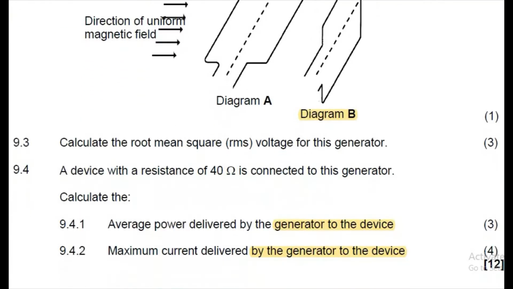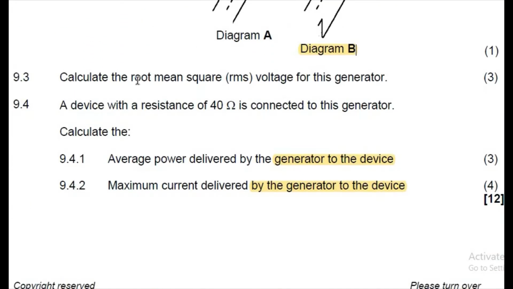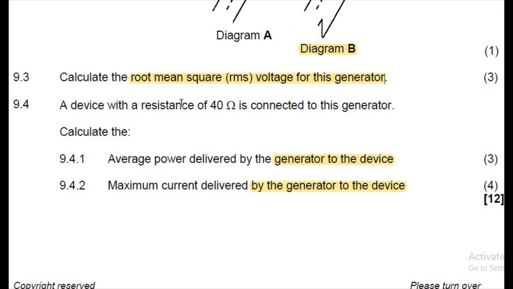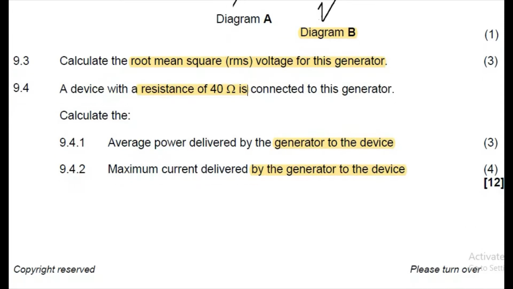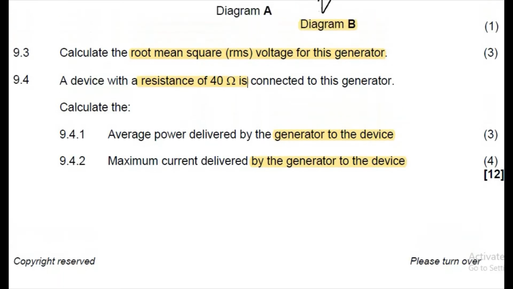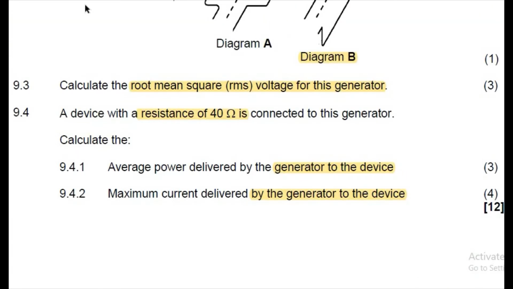And then moving on, we have question 9.3: calculate the root mean square voltage of this generator. Then they tell us that a device with a resistance of 40 ohms is now connected to the generator. Now we have to calculate the average power delivered by the generator to the device, as well as the maximum current delivered by the generator to this device that we have just connected, which has a value of 40 ohms.